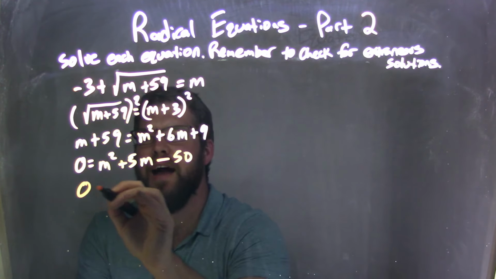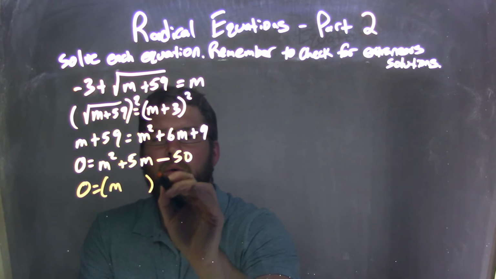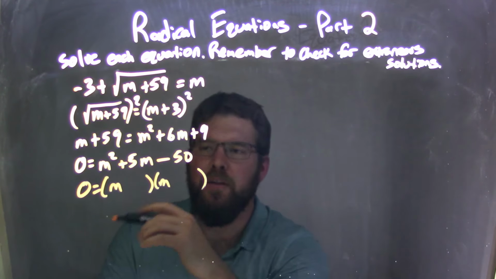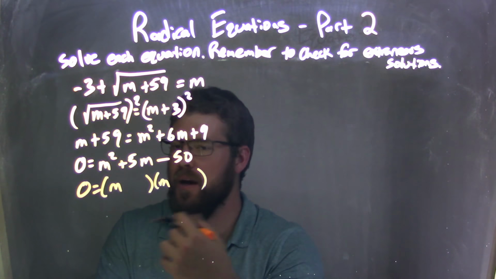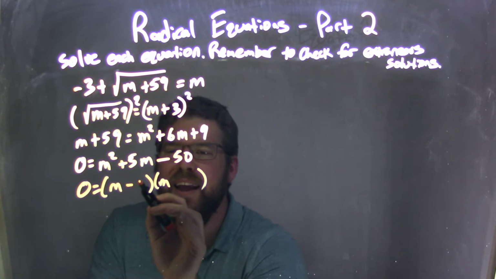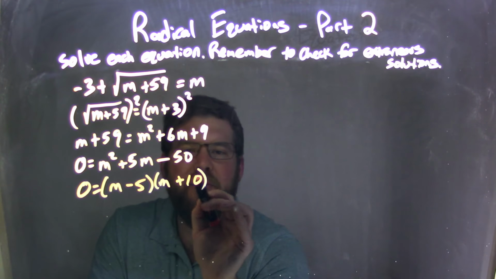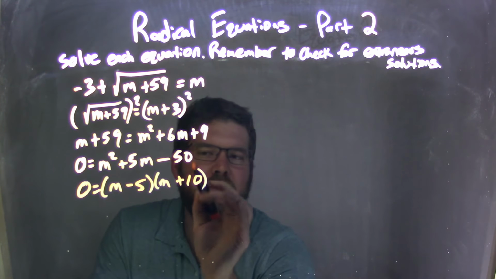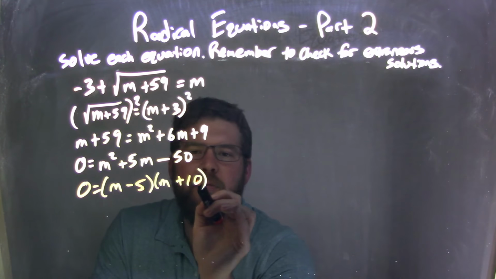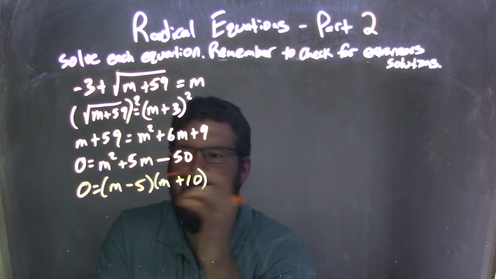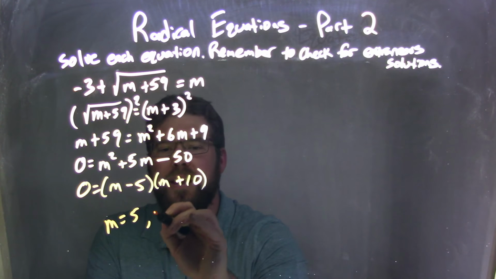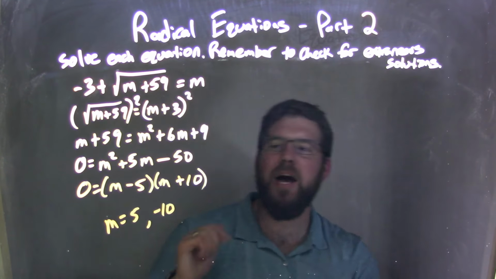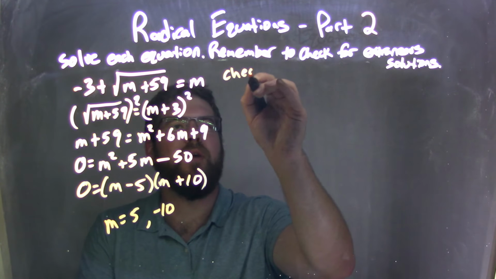So now I need to factor this out. Well, what two numbers multiply to be negative 50 but add to be positive 5? I'm thinking about a negative 5 and a positive 10. Negative 5 times positive 10 is a negative 50, but negative 5 plus positive 10 is a positive 5. Got it. So we set both of them equal to 0, and we get m equals 5 and m equals negative 10. So now I need to check both of them for extraneous solutions here.